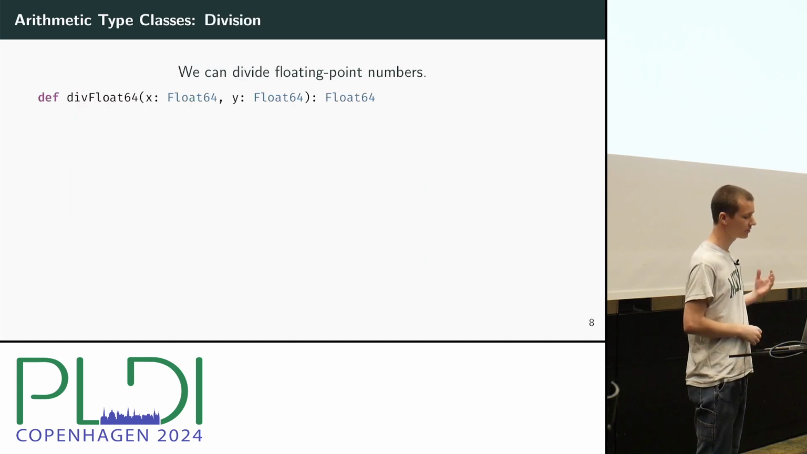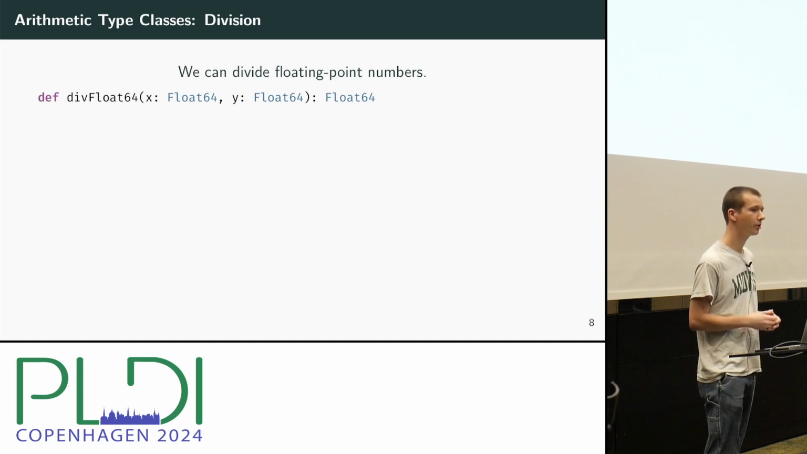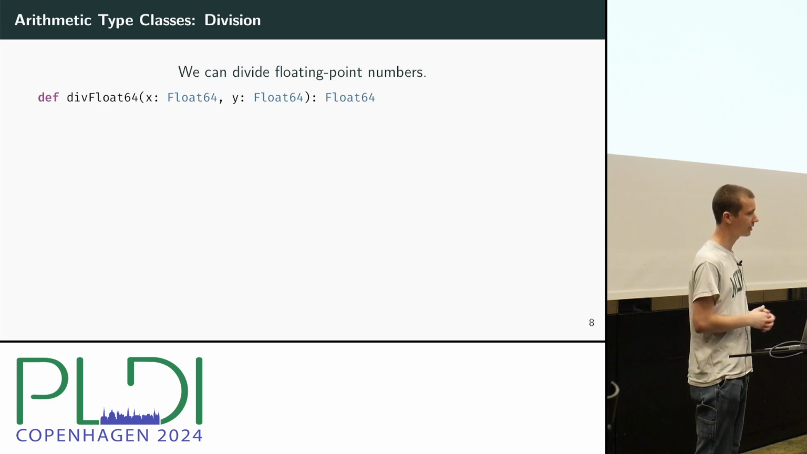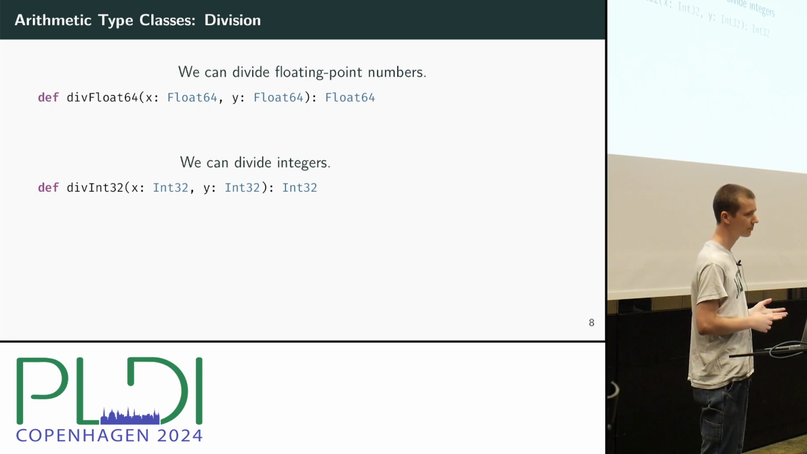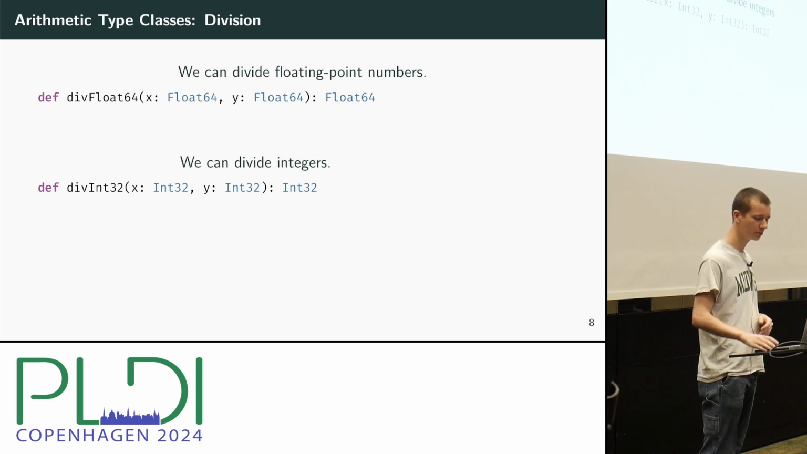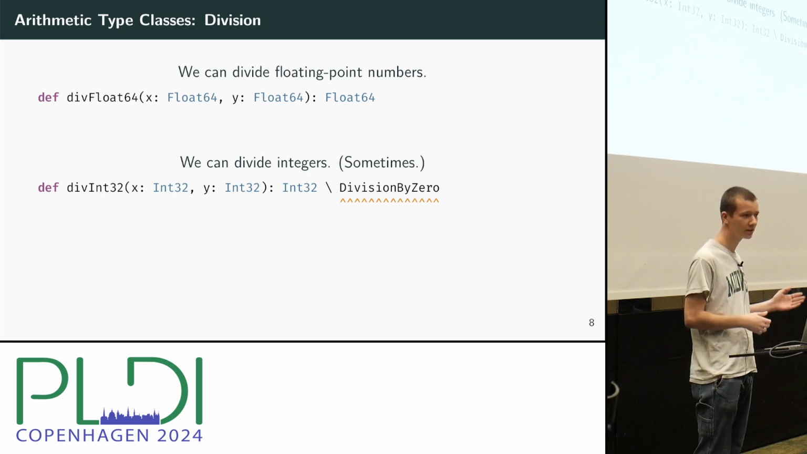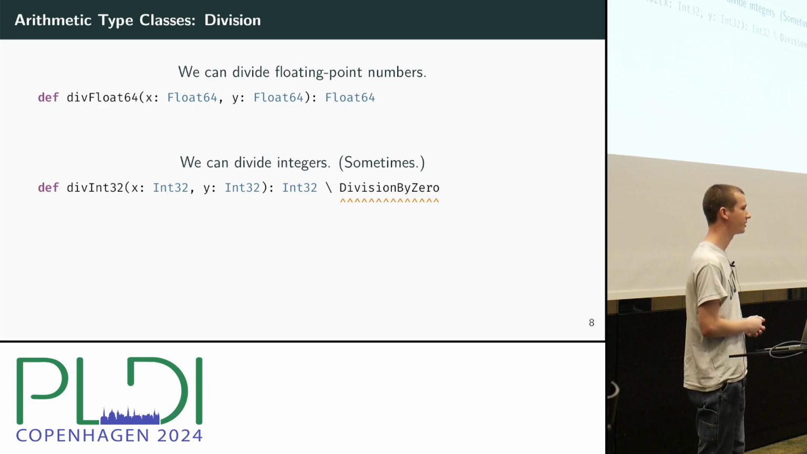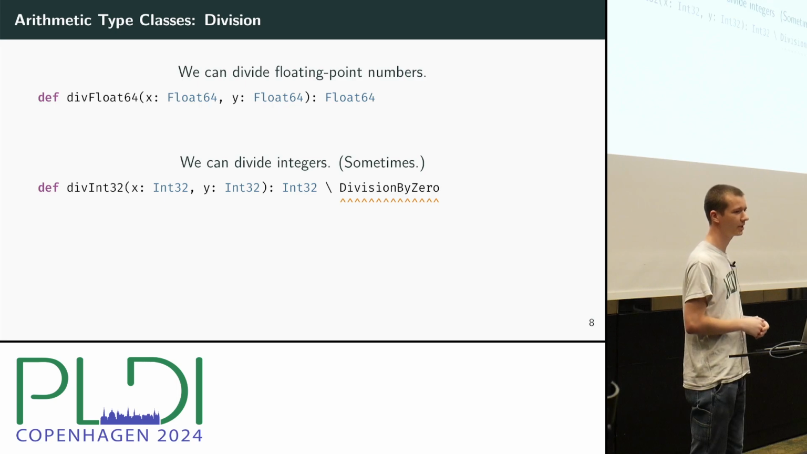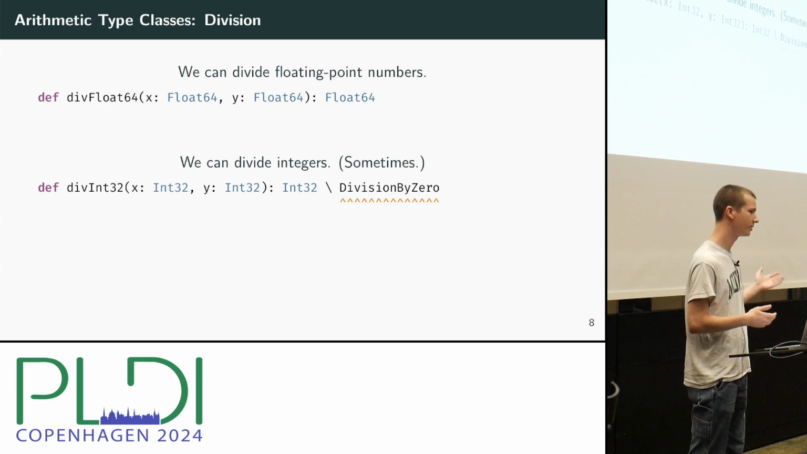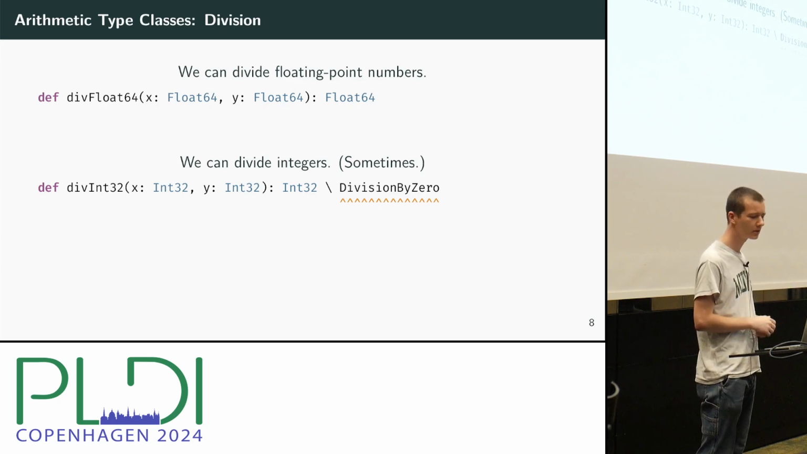If you buy that, then you might also buy that we can divide floating point numbers. Here we have a special division operator for floating points. And it's not much of a stretch to say that we can also divide integers. But if you believe that, then you've been fooled, because we can't actually divide integers, at least not all the time. Integer division can lead to a division by zero error. But floating point division actually cannot if you're following IEEE 754 or so, which says that division by zero is not a number or it's infinity, depending on your arguments.